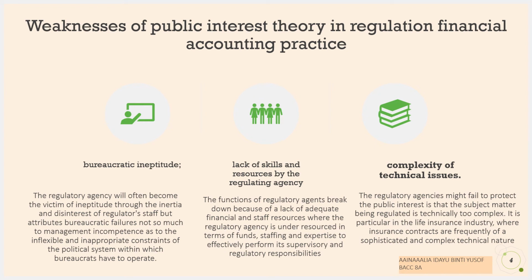Next is the lack of skill and resources in the regulating agency, which is that the functions of the regulator agency break down because of the lack of adequate financial and staff resources, where the regulator agency is under-resourced in terms of funding, staffing and expertise to effectively perform its supervisory and regulatory responsibility. Lastly is the complexity of the technical issue, which refers to the regulator agency that might fail to protect the public interest in that the subject matter being regulated is technically too complex. This is particular in the life insurance industry, where the insurance contracts are frequently of a sophisticated and complex technical nature.